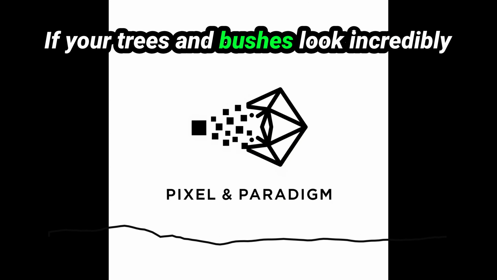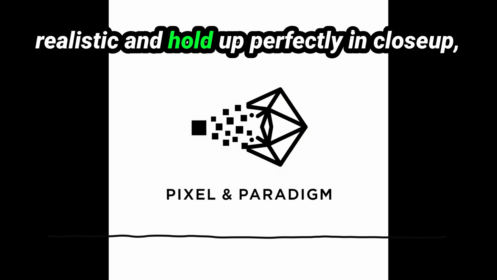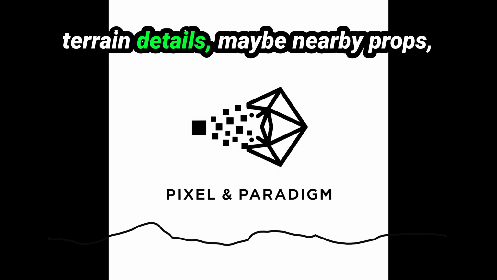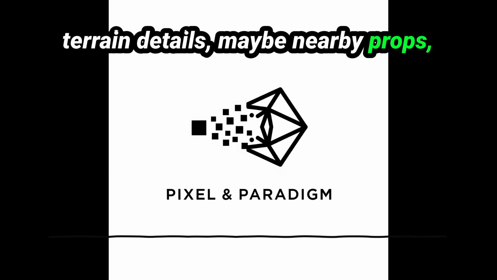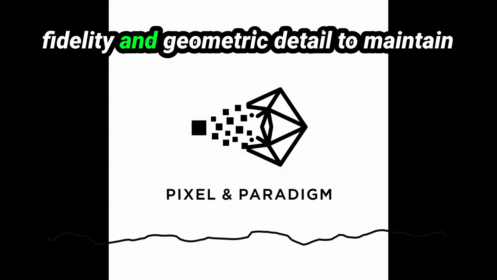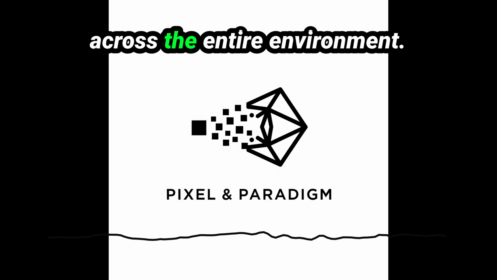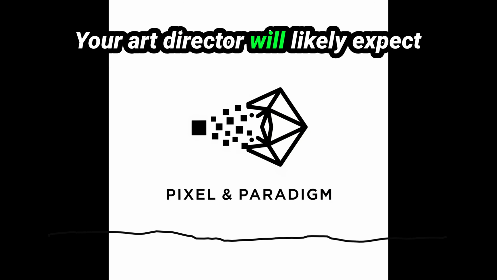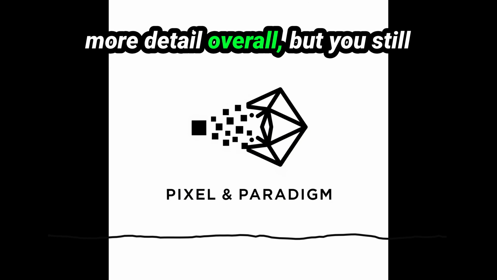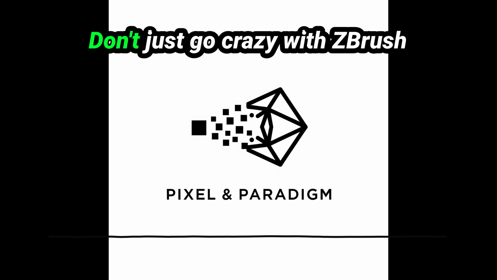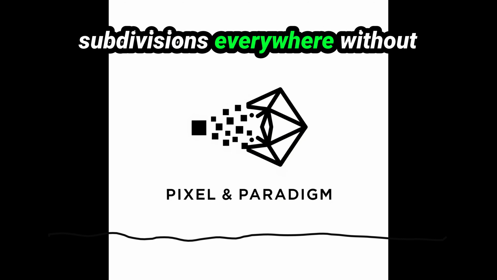If your trees and bushes look incredibly realistic and hold up perfectly in close-up, then elements like your rocks, your terrain details, maybe nearby props, they might also need a similar uplift in fidelity and geometric detail to maintain visual harmony and consistency across the entire environment. Your art director will likely expect more detail overall, but you still need to be smart and artistic about where you actually add that detail. Don't just go crazy with ZBrush subdivisions everywhere without thinking.